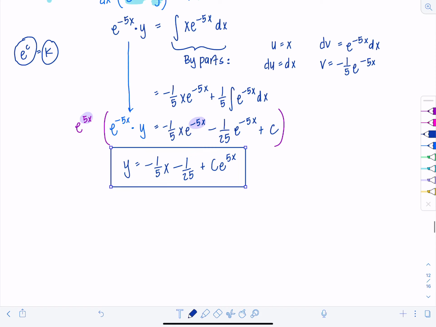Did you like it? I think it's so beautiful. So I hope you're enjoying this. These are fun. Maybe it'll inspire you to read the proof and see why the magic of the integrating factor works.